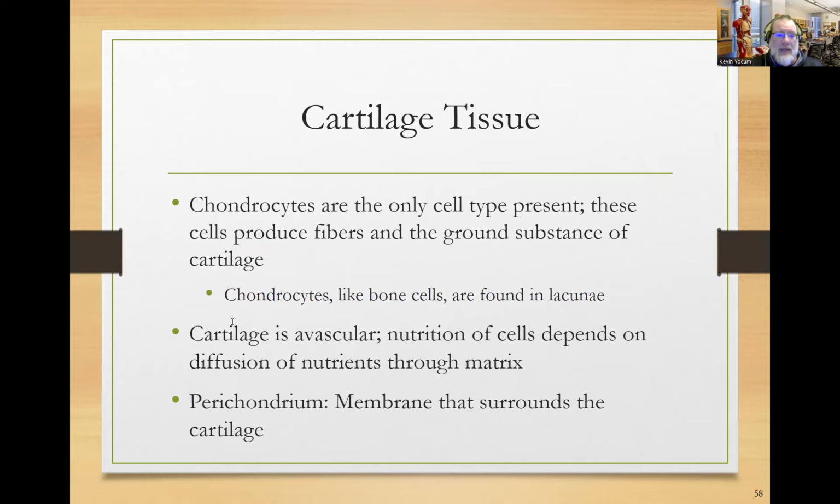Cartilage, on the other hand, does not have a blood supply. It's considered avascular. So the nutrients are going to come through the matrix from the basement membrane of the bone, because cartilage and bone are connected to one another. Cartilage is very difficult to repair internally because of its lack of blood supply.